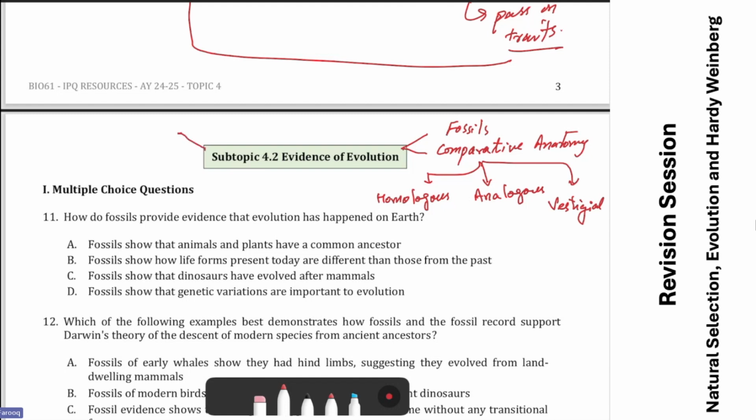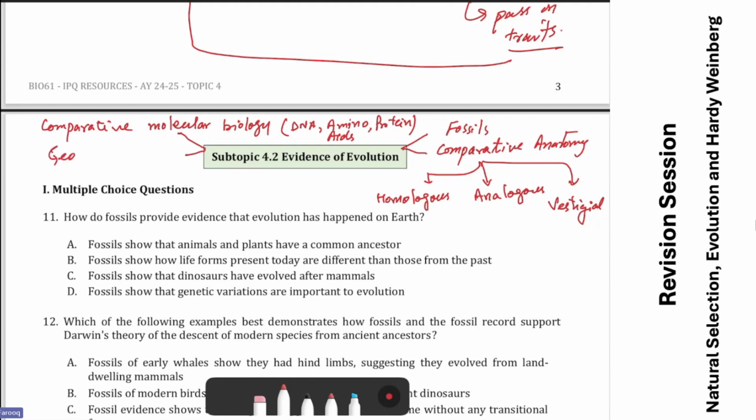Along with the other evidences, we studied comparative molecular biology, which is the best evidence we have. Whenever they say that you are talking about DNA, amino acids, or protein, and you are taking it as evidence, it means this is a molecular evidence, and this is one of the best evidence you can use.